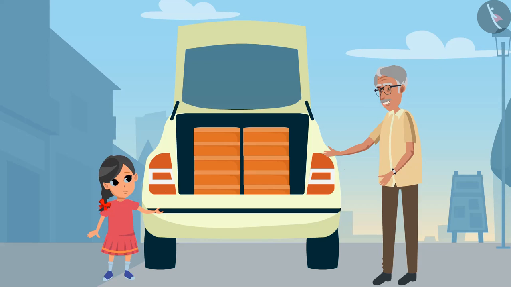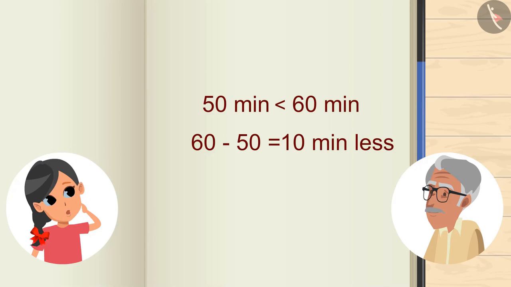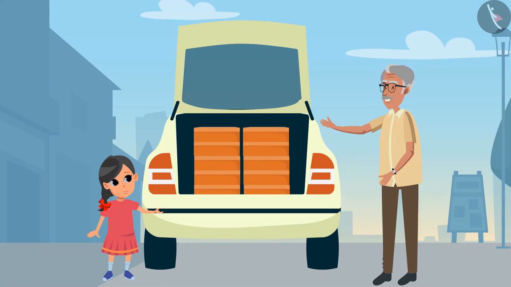You tell me, if there are 60 minutes in an hour, then 50 minutes is how much more or less than it? 50 minutes is less than 60 minutes. On subtracting 50 from 60, we'll get 10. So it is 10 minutes less than 60, Grandpa. Very good. Okay, now a difficult question.